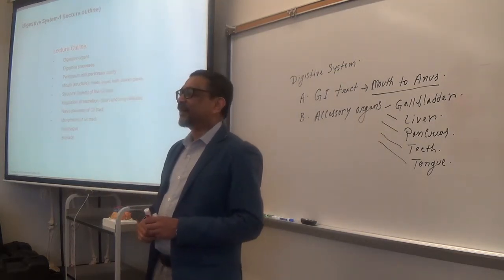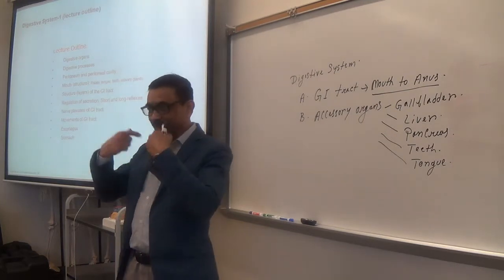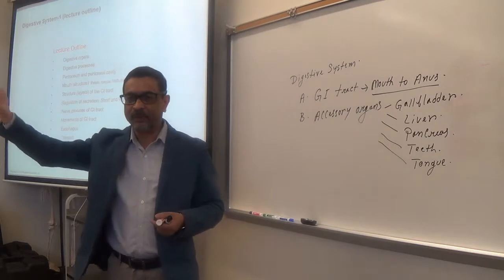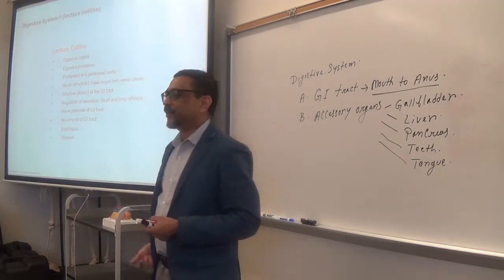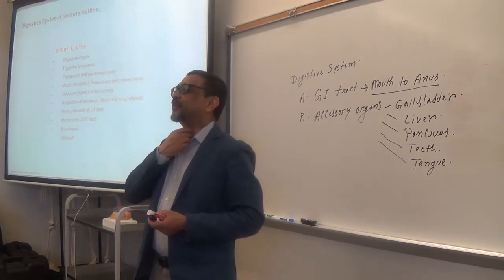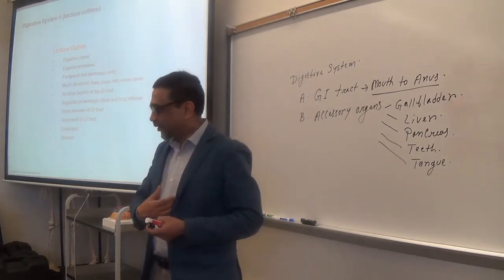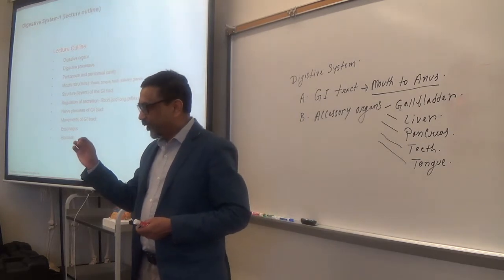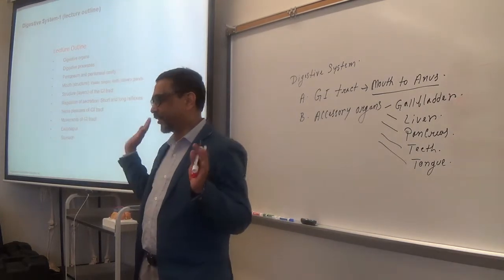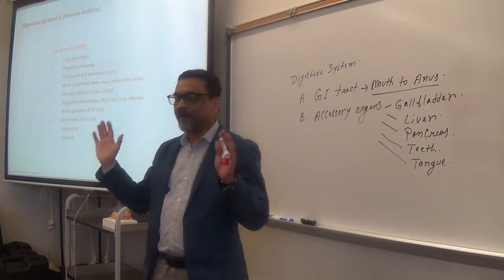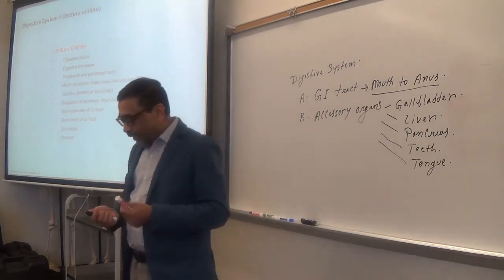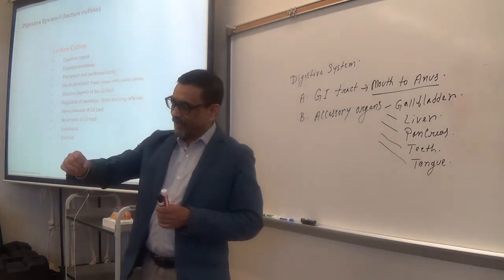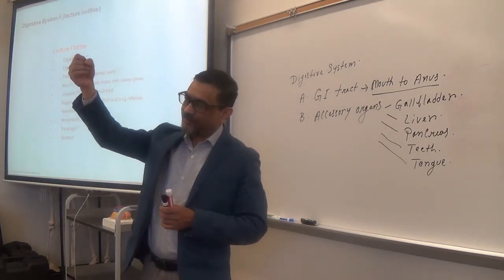Which is a common part for respiratory and digestive. You remember we talked about pharynx when we talked about the respiratory system. Then the esophagus takes the food to the stomach. Okay? So after the esophagus you have the stomach. Then small intestine, large intestine. Is it clear? Okay.